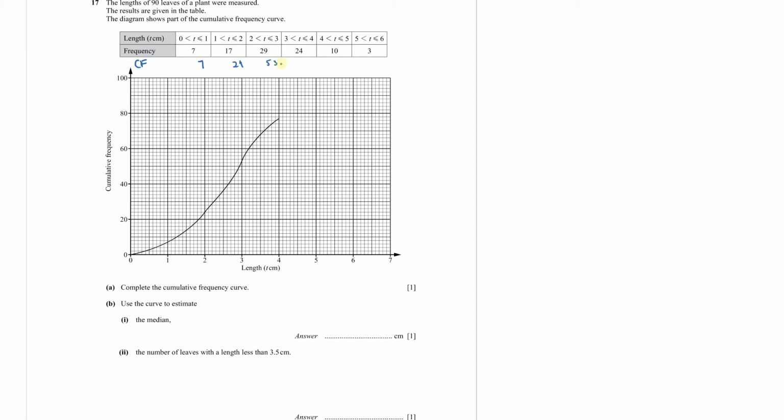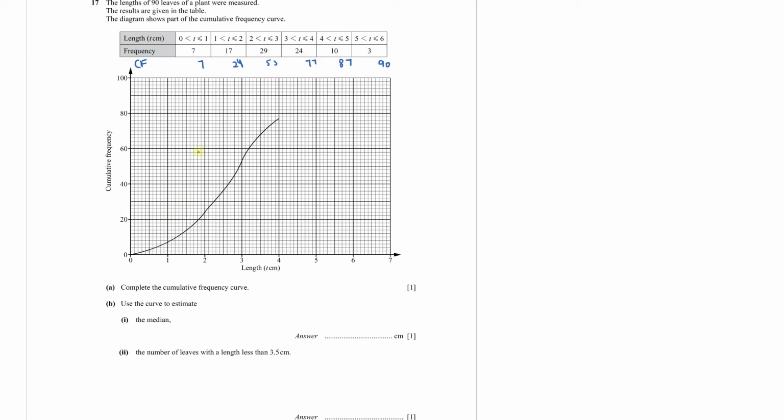Let me make sure to write this cleanly. So 53 plus 24 will be 77, and then 77 plus 10 will be 87, and 87 plus 3 will be 90. So this is your cumulative frequency for each of these values. Basically, you are adding up all the frequency values. So this is the sum of all the previous frequency values, including this 10, which is 87. And so you completed this row.